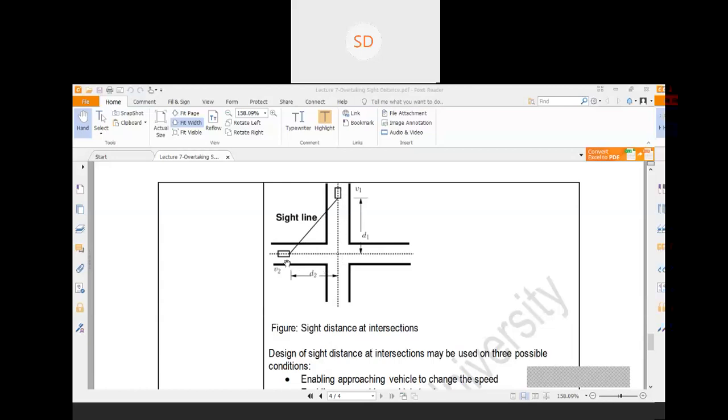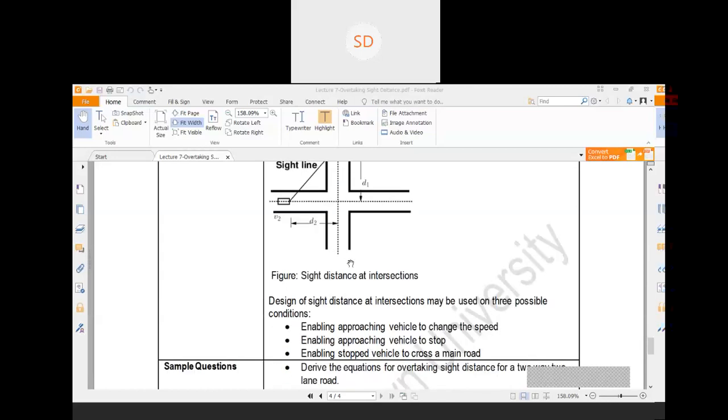Generally, no building construction is allowed over there up to a certain distance from the intersection, and that distance is called the setback distance.